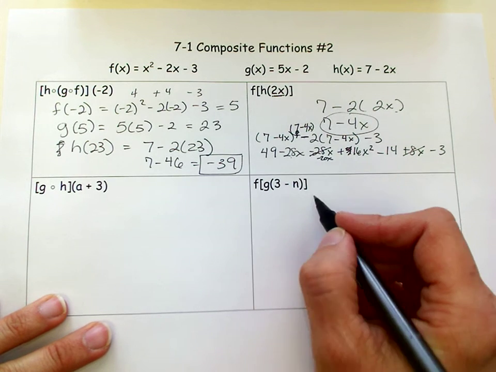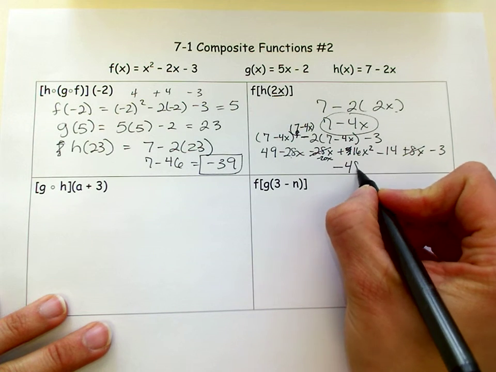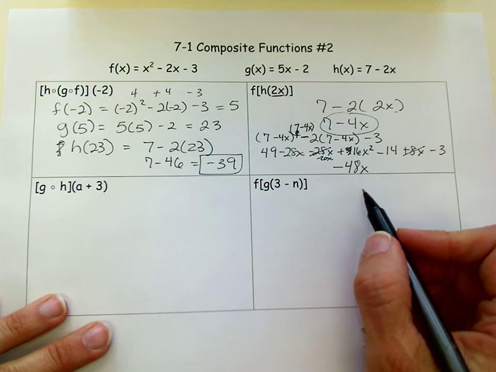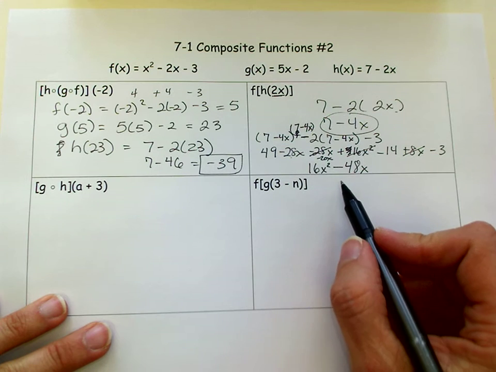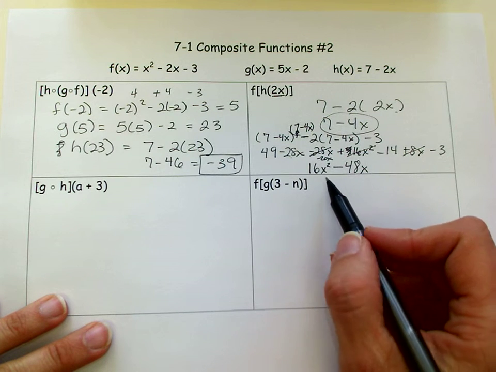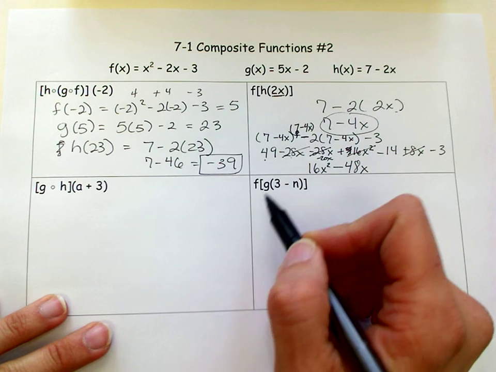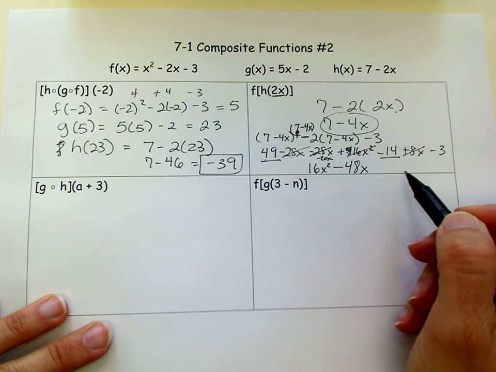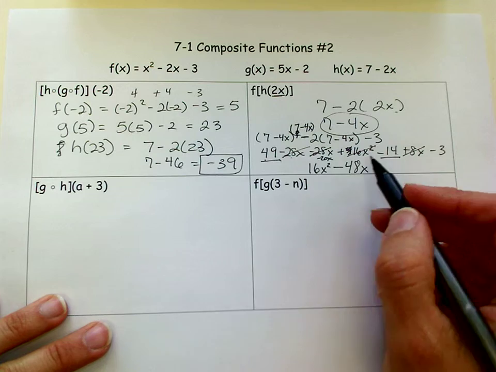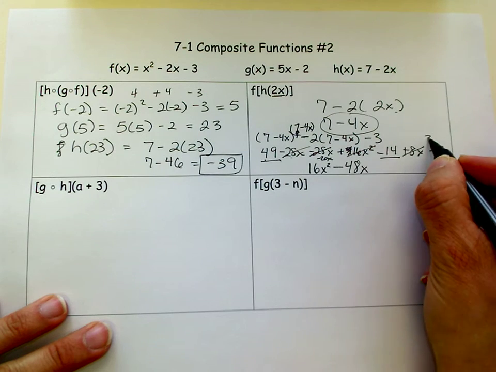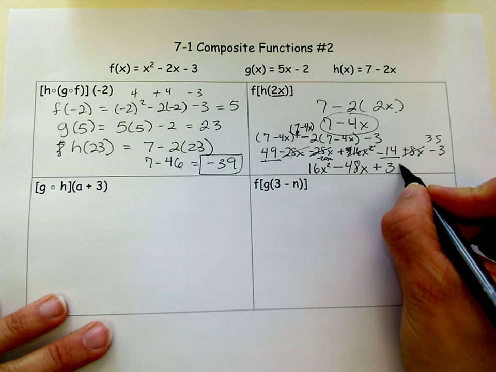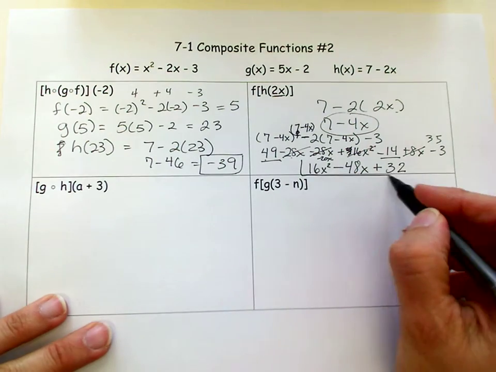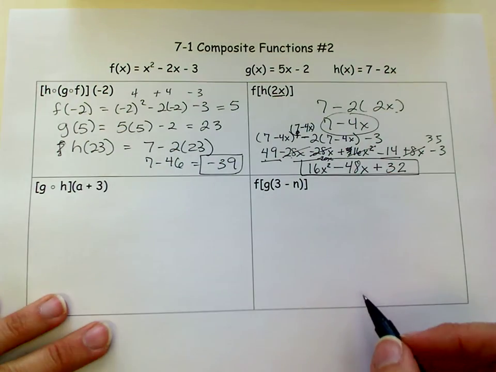Then I combine it with that negative 28x and I actually get a negative 48x. So those are my x's. 16x squared I'll put up front so we can get it in standard form. And then the numbers. So I already took care of that. 49 minus 14 is 35. So that's 35 minus 3, which will bring us a plus 32. So this becomes our answer.